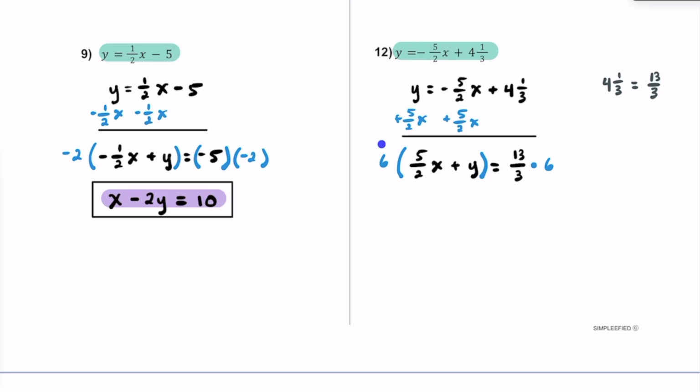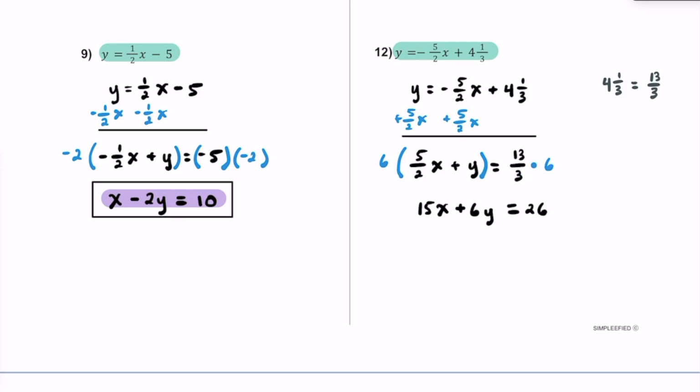So if you multiply 6 by 5 over 2, I notice this 2 becomes a 1, the 6 becomes a 3, 3 times 5, that's going to be 15. So we're going to get 15x, and then 6 multiplied by this 1y here is just going to be 6y. So far a and b are both good to go. And on the right side, we'd like this denominator to cancel out as well. So 3 and 6, just like we planned, are going to cross cancel to make 1 and 2. And then 2 times 13 is going to be 26.